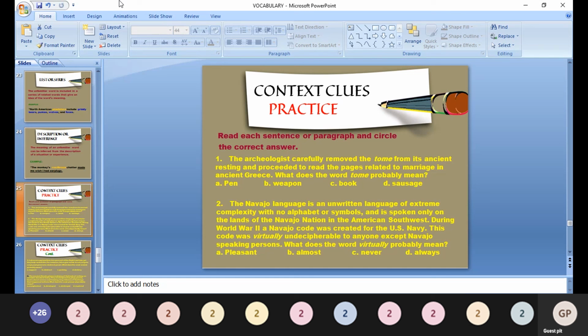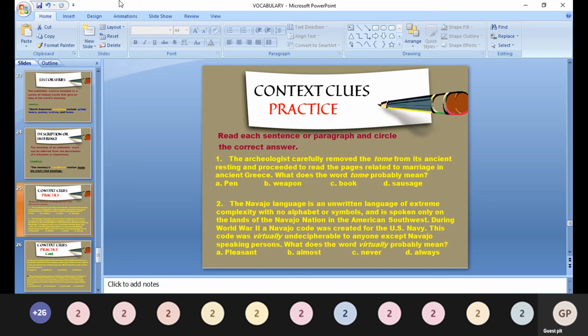Okay, so you get the clue. Proceeded to read the pages related to marriage in ancient Greece. So now what is the meaning of tomb? Is it a pen? Is it a weapon? Is it a book or a sausage? So what is the clue here? Read the pages. So obviously it is a book. Okay, now we can move on to the next word.